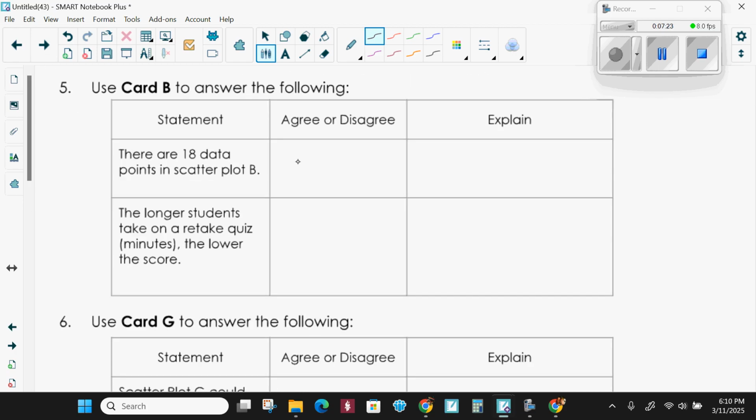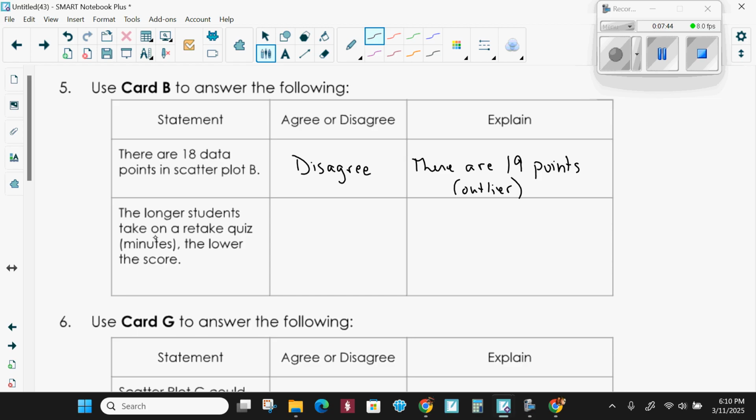Okay, so I'm going to disagree with this. And there are 19 points because you forgot the outlier. Just going to write that on there, outlier.